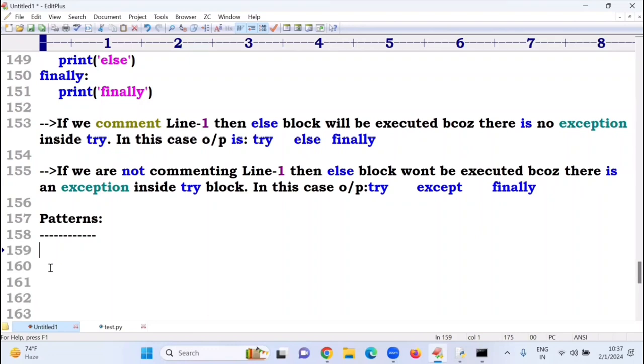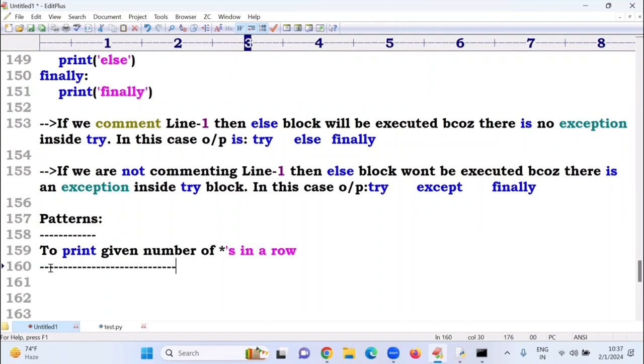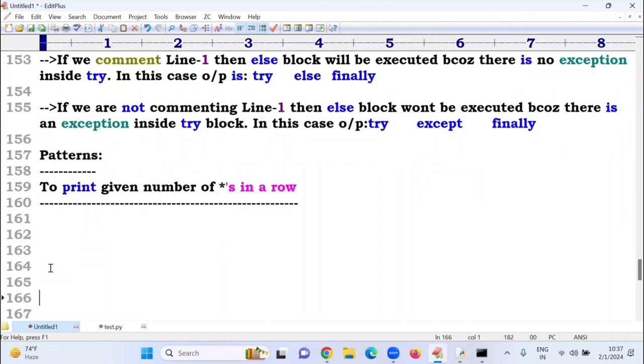So the first one I want to go with is to print a given number of stars in a row. And I need to ask the n value from the keyboard. I'm asking one star, two stars, three stars, all stars in a single row I want to print. I want to print a number of stars in a single row. The n value is a dynamic value.